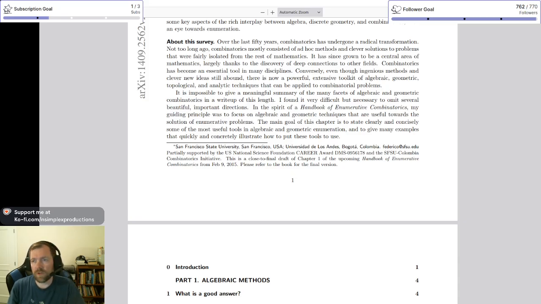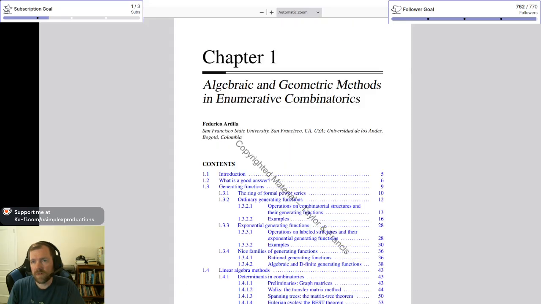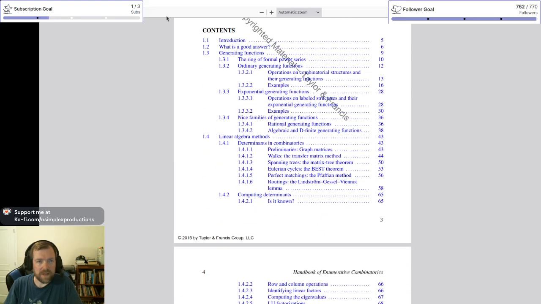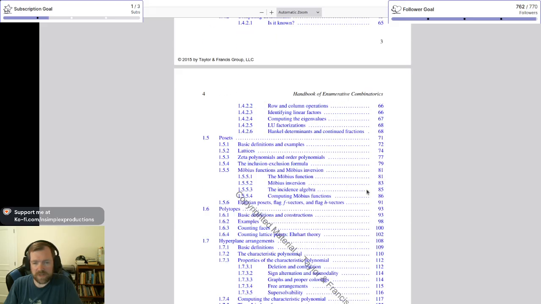So chapter 1 looks like it's here. Algebraic and geometric methods in enumerative combinatorics. Big, giant, copyrighted material, Taylor and Francis going across it there. And this is just the first 20 pages.